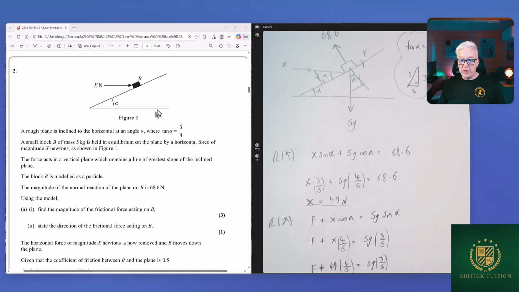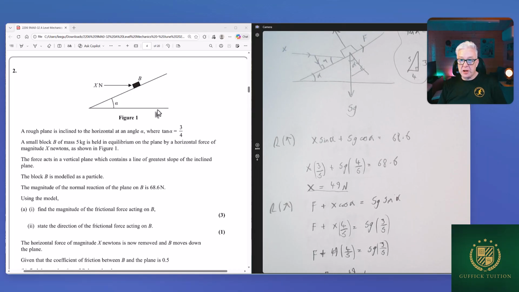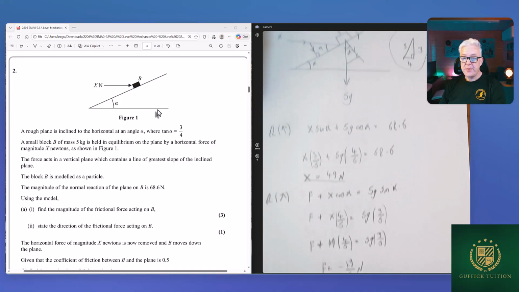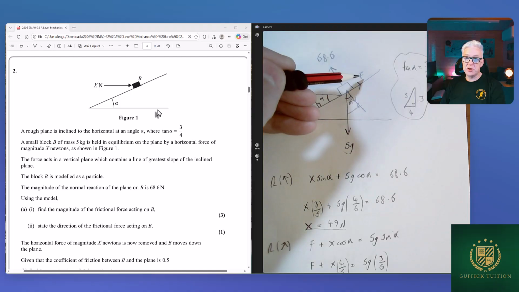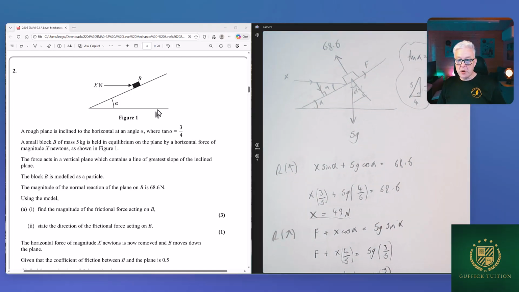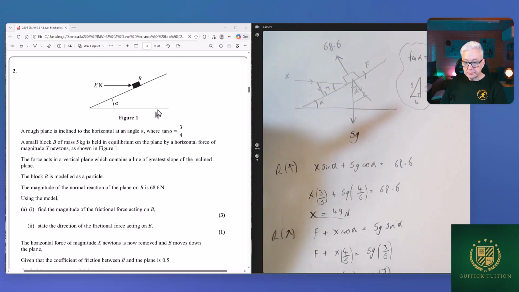Now I'm going to resolve up the plane, and remember I've just arbitrarily chosen, I've just randomly picked I'm going to resolve up the plane. It makes no difference. And remember I've randomly picked that I'm imagining that the frictional force is acting up the plane as well. So let's look at our equations resolving up the plane.